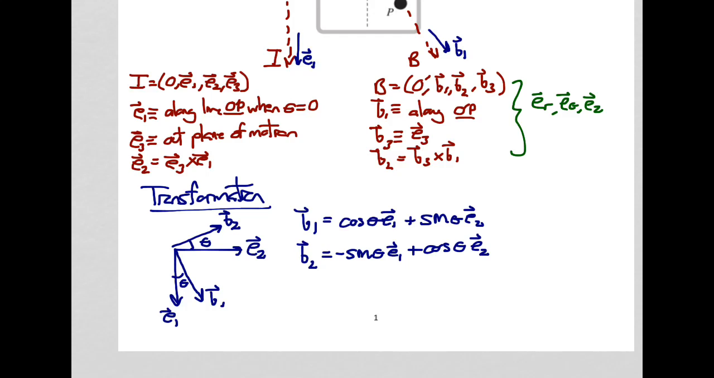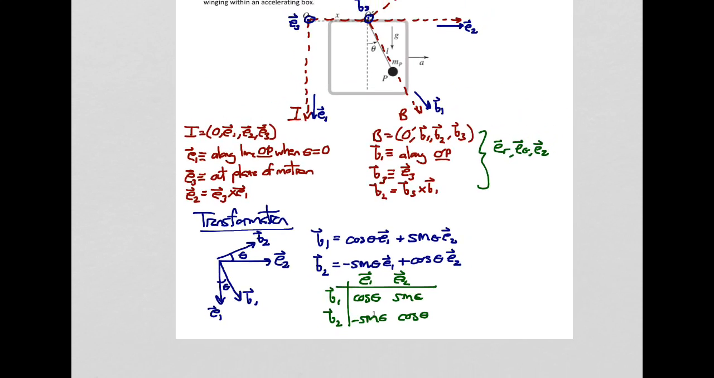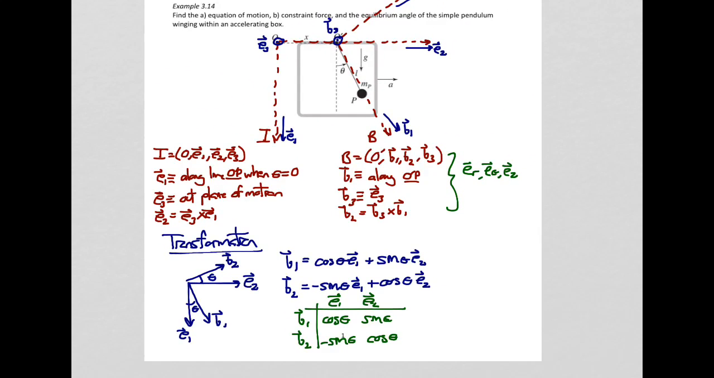Right? And so that gives us a transformation table, in which we're transforming our B's using the E sub 1, E sub 2 basis, and we get this table where we have cosine theta, sine theta, minus sine theta, cosine theta. Now we can transform any vector from our inertial basis to our basis in the B reference frame, or vice versa, using our transformation table.